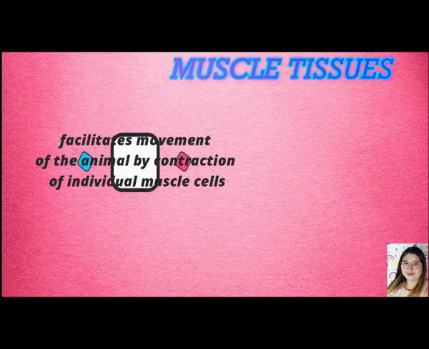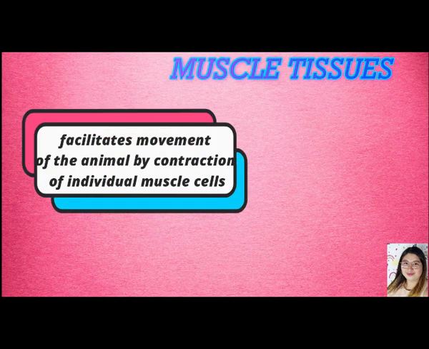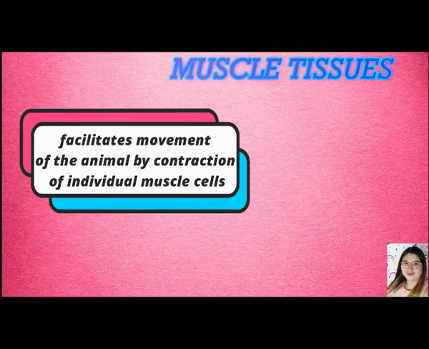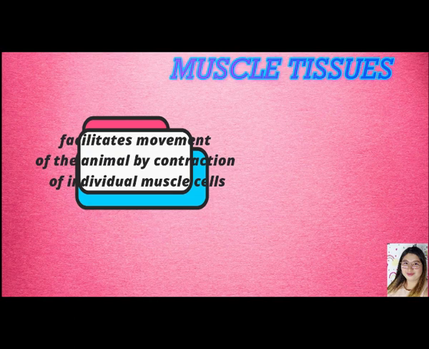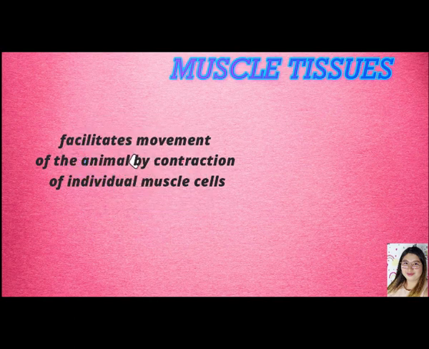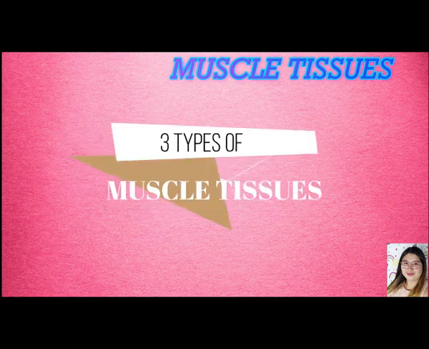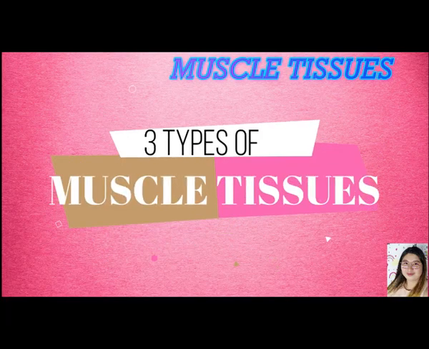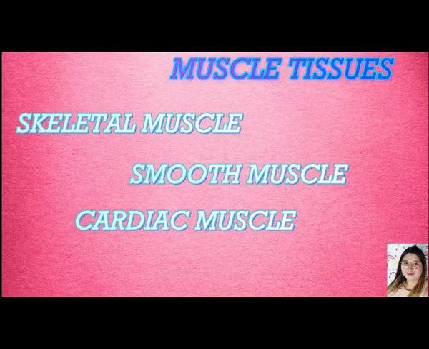So number 3, the second to the last type of animal tissue, the muscle tissue or the muscular tissue. So what is the function of our muscular tissue? So it's for the movement of our body by contraction of individual muscle cells referred to as muscle fibers. Ayan. So para makagalaw yung katawan natin, it could either be voluntarily na magagalaw natin or kusang gumagalaw, diba? So we have 3 types of muscle tissue, yung walang kamatayang skeletal, smooth, and cardiac muscle tissues.